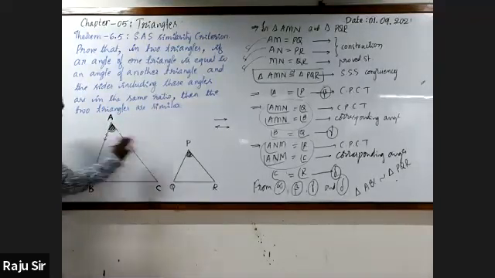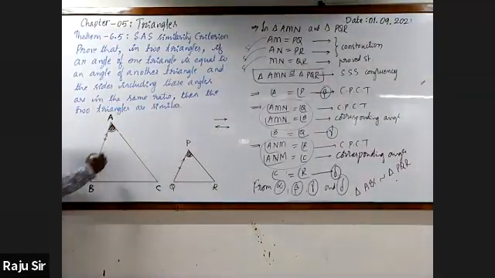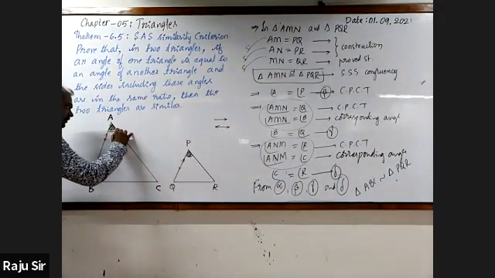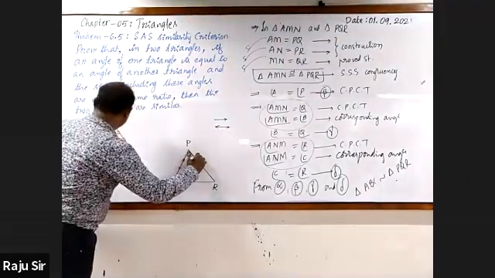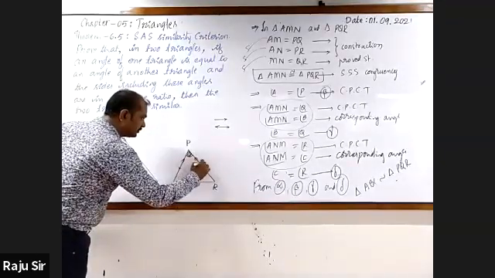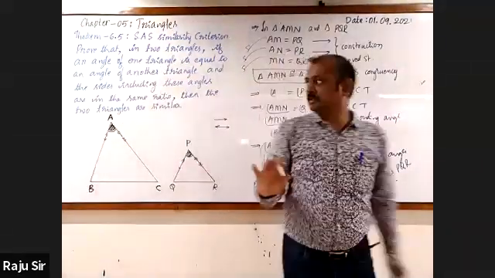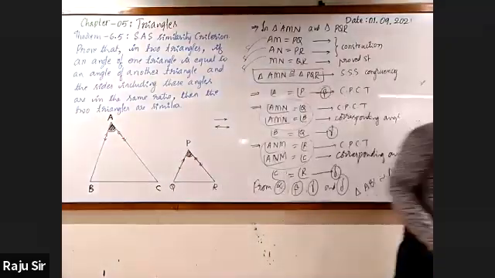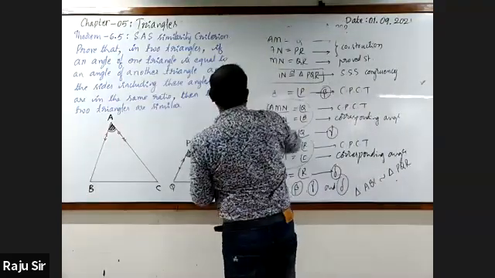AB, its corresponding side is PQ. Next, AC, its corresponding side is PR. Is it okay? Only for our reference. It only shows that we have taken corresponding sides. Yes, right, data.